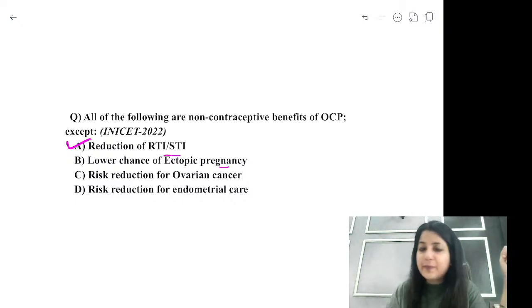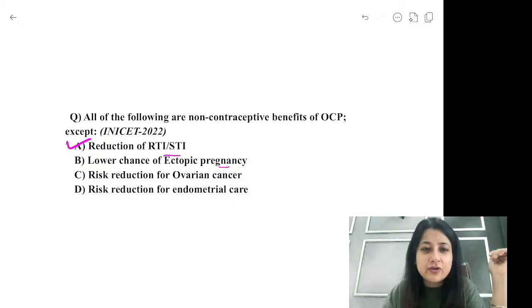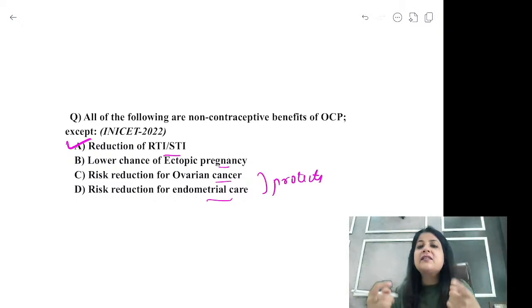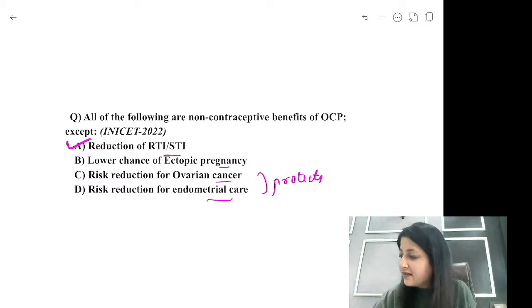Low chance of ectopic pregnancy, yes. Ectopic pregnancy is a relative contraindication for IUD, not OCP. Ovarian cancer, endometrial cancer, it protects from. The cancers whose risk it increases are cervical and breast cancer. Okay, so that is the answer over here.